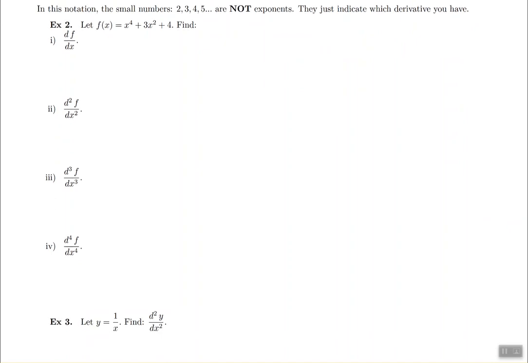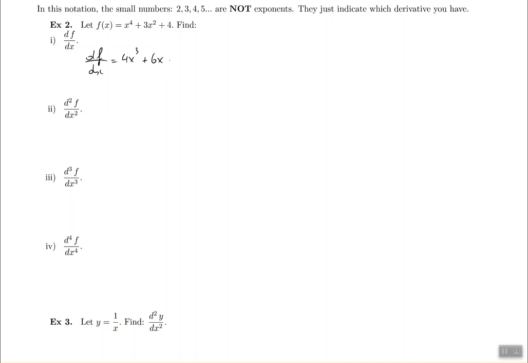So again, very quickly, this df dx has basically an invisible 1 and invisible 1. That means they want the first derivative. So let's look for the first derivative of f, the function, with respect to x. And again, we do it term by term. So x to the power 4 becomes 4x cubed, whereas the derivative of 3x squared becomes 6x, and the derivative of 4 is going to be 0.